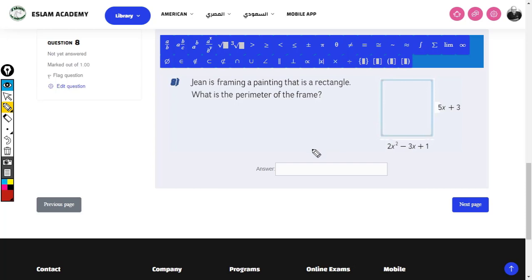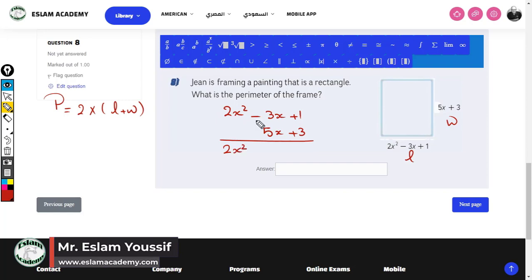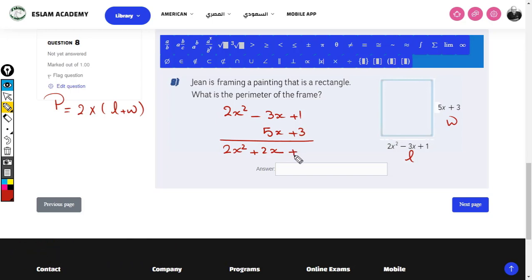In this problem, we need to find the perimeter. You will find that we have a rectangle. As we know, the perimeter of the rectangle equals 2 multiplied by the length plus the width. So number 1, we just need to find the sum of the length and the width. Just by adding, we have 2x to the power 2 minus 3x plus 1. We need to add it to 5x plus 3. In adding and subtracting, we write the like terms under each other. So we have 2x power 2, we just write it without any change. Negative 3 plus 5 will be equal to positive 2x. 1 and 3 equals 4.